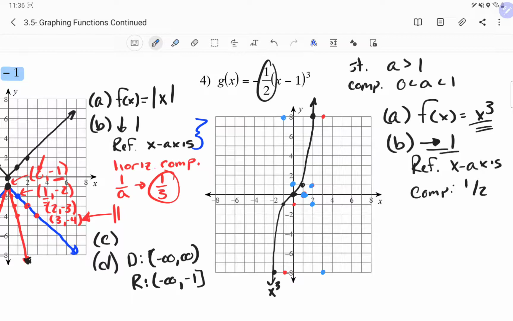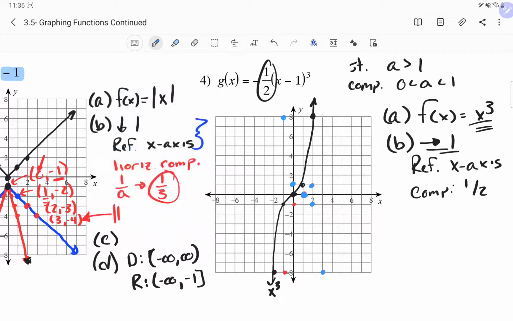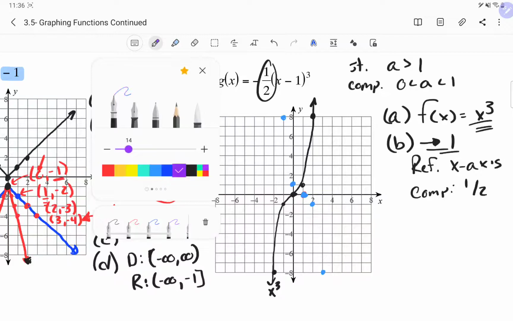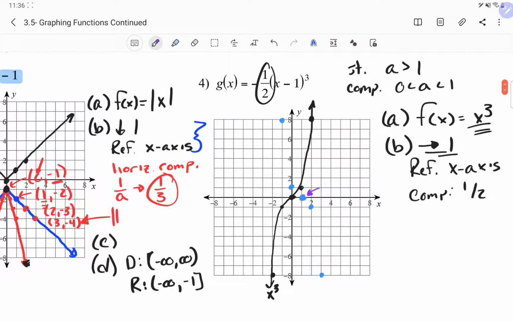Okay. And then finally, we have our compression. So I'm going to go ahead and erase the ones that we don't need. We're going through this step by step. Now we're going to look at the compression. All right, so I'm going to change to purple. If we focus on where we started, the origin, remember we're multiplying just the y values now. So this is 1, 0. Multiply the y value by 1/2, we get 1, 0 still, right?